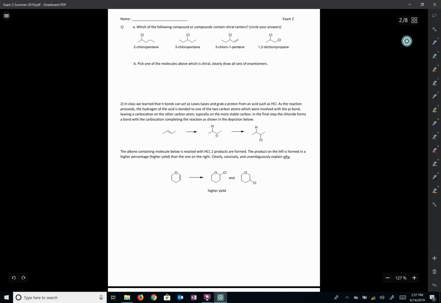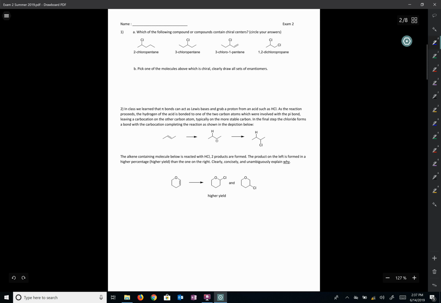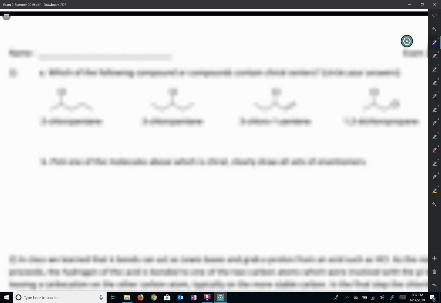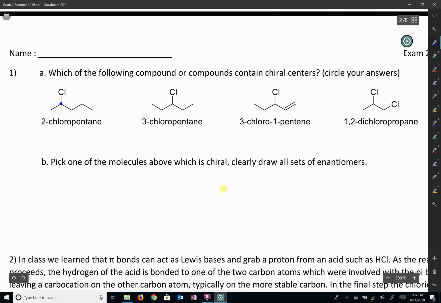Alright, so let's start working our way through exam 2 for the summer semester for Organic 1. The question is asked, which of the following compounds contain chiral centers? Remember, with a chiral center you're just looking for a carbon that is bound to 4 unique things, and the thing to remember is that we can count hydrogen as a unique thing. So if we have one hydrogen and then three other groups coming off of that same carbon, then that would be a chiral center there.